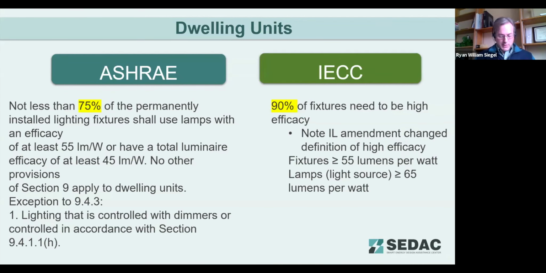Thank you, Jane. All right, as we're moving in for dwelling units, there's a little bit of a difference. Again, Ashrae 90.1 is only in commercial buildings, but you may have dwelling units within those commercial buildings. Ashrae still has a limit of 75% of the permanently installed lighting fixtures shall be high efficacy lighting, whereas Iecc is a little bit higher at 90%, and also, as Jane noted, coming soon to the Iecc for 2021, that is moving to 100%.